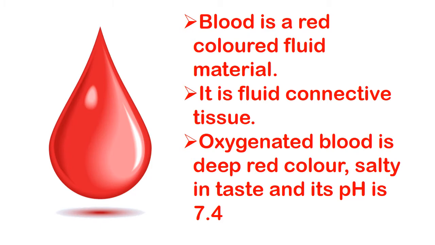pH means it is a scale used to specify acidity or basicity of a solution. It is potential of hydrogen, or we can say power of hydrogen. It ranges from 0 to 14. So pH less than 7 means it is acidic and more than 7 means it is basic, and 7 is neutral. So pH of blood is 7.4.